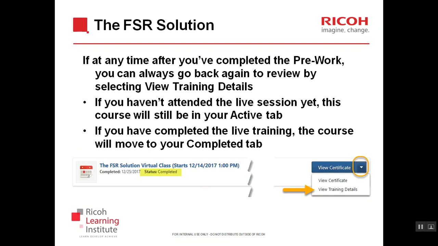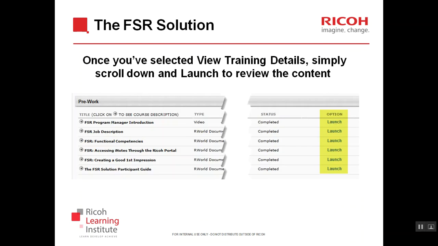If at any time after you completed the pre-work, even after the class is completed, you can go back to the Completed tab of your transcript and either view your certificate or actually click on View Training Details and go back to scroll down where your pre-work is and launch it again. Once you get there, you'll notice that your status will all be complete and your only option is to launch. You don't have to go through the initial process again.